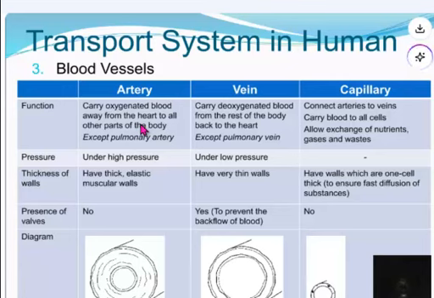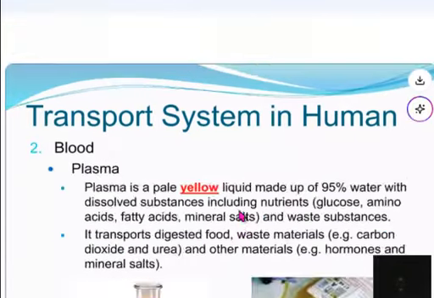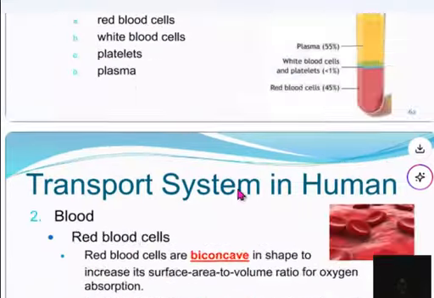Vein carry deoxygenated blood from the rest of the body back to the heart. If you are looking at the arrow now, it will be moving back to the heart, except pulmonary vein and capillary. Connected arteries to vein carry blood to all cells, allowing exchange of nutrients, gases, and waste. This is the linkage, and this is what I was trying to explain previously.